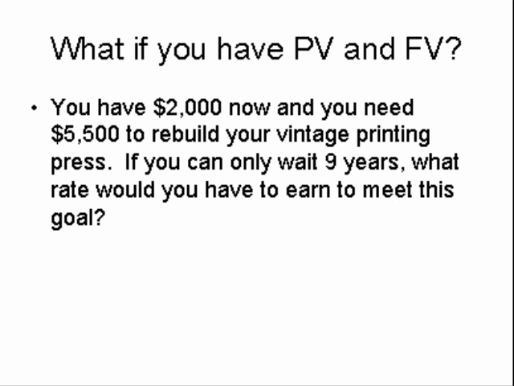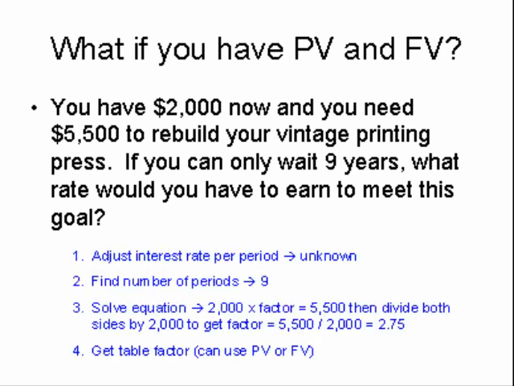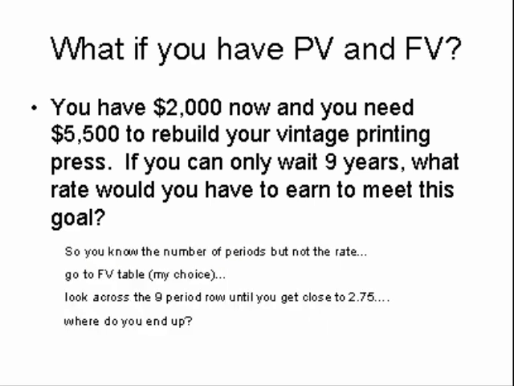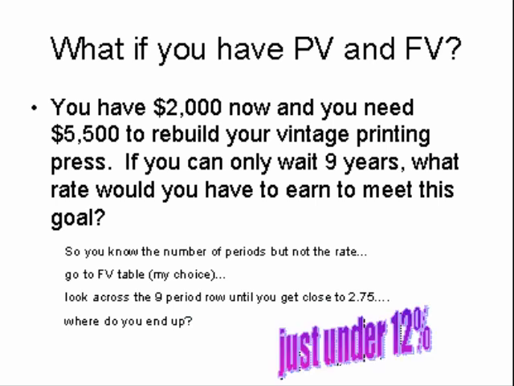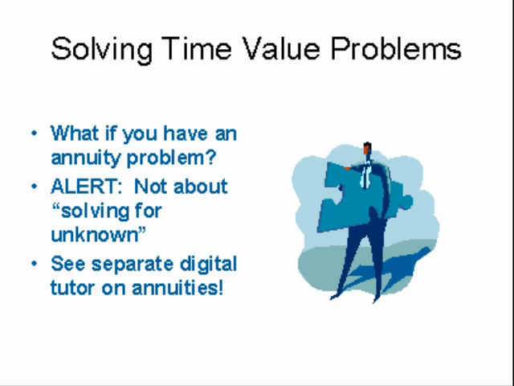Let's try another one. All right, so you know the factor and you know the number of periods. Now you have to take your finger and go horizontally across where period equals 9, until you find 2.75 and see what interest rate that is. And it's just under 12%. Oftentimes the factor won't match exactly, but it'll be close to something. And that'll give you your answer. All right, now you're ready to study annuities, which is the next tutor.